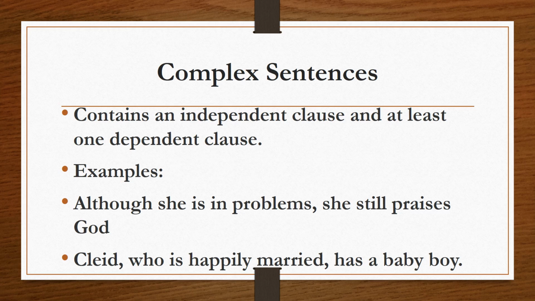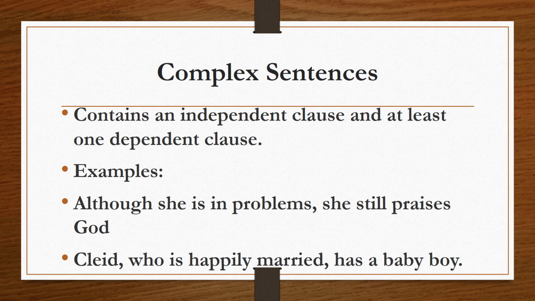Right? Then, as I was saying, as you develop, you need to move from the simple and add something. It becomes complex, showing that you have learned some skills and you are now displaying the skills that you have learned. So a complex sentence contains an independent clause and at least one dependent clause. An example can be, although she is in problems, she still praises God.